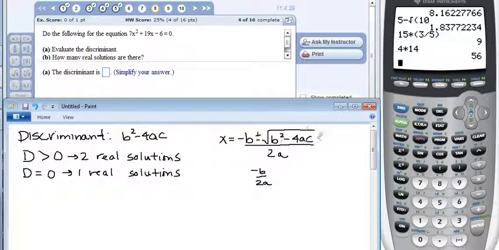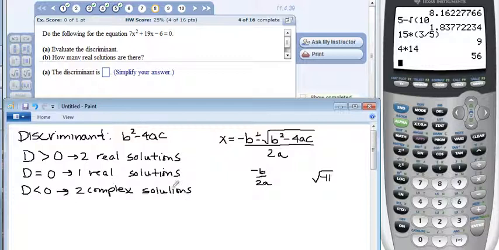And what happens if this is negative? How can I take the negative square root? Remember we had the square root of negative 11? And what did we find out? There weren't any real solutions. Well, there's 2 imaginary solutions to that. So if d is less than 0, then we get 2 complex solutions.